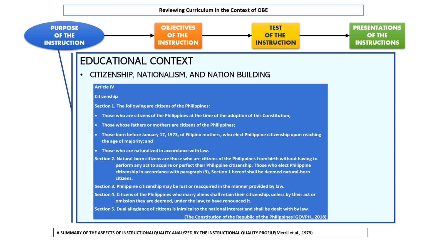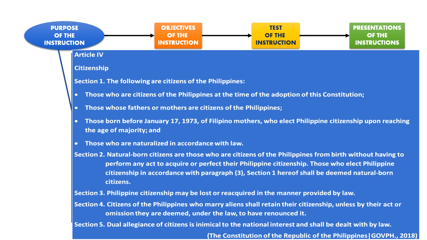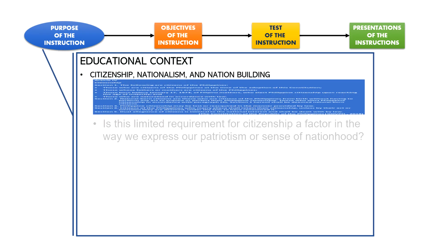And therefore, if you're a citizen of the republic, then you have to demonstrate nationalism and of course participation in nation building, because you're a citizen of the republic. And just to highlight it, these are the following, and we can continue. So the next question is: Is this limited requirement for citizenship a factor in the way we express our patriotism and sense of nationhood?